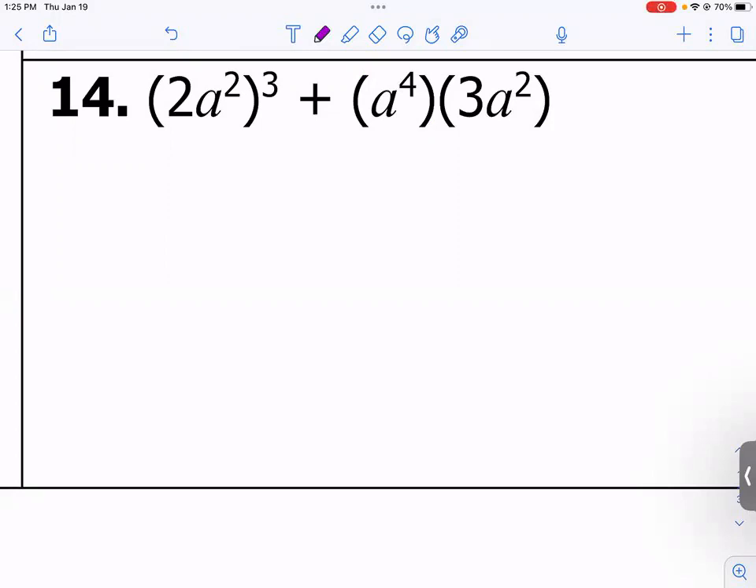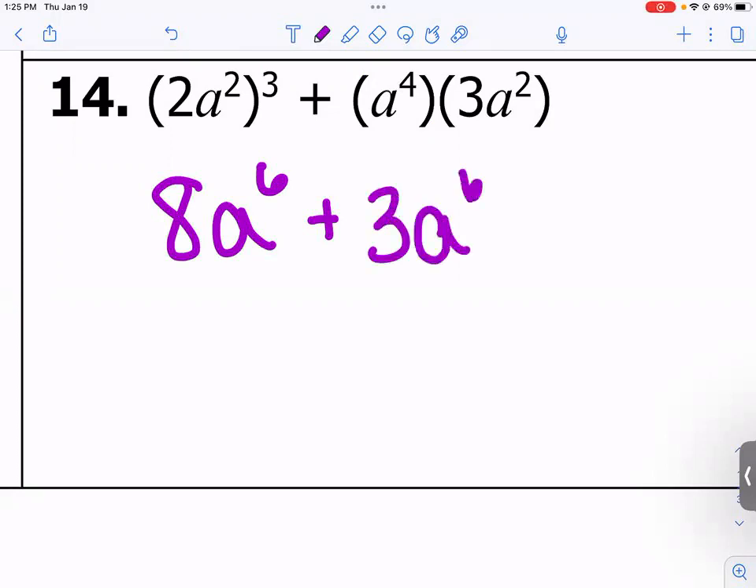Okay, over here, it looks like you took 2 cubed to be 8, and then a squared to the 3rd is a to the 6th. Over here, it looks like you made this 3a to the 6th. Here we multiplied because we had power to a power. Here we are multiplying our a to the power, so our powers get added. Okay, so 11a to the 6th. I do want you to write down this example so you have it to look at. And then we're gonna do 15 together before moving on to page 5.